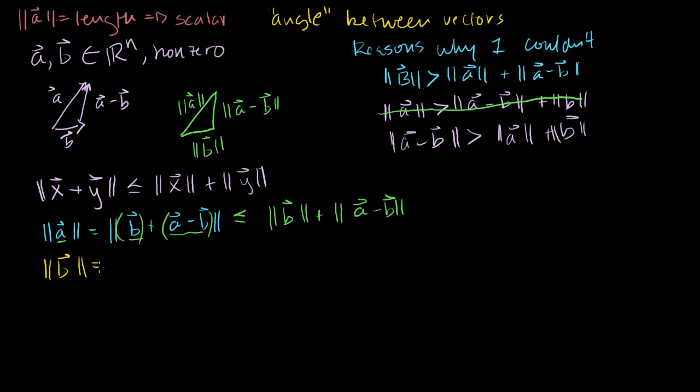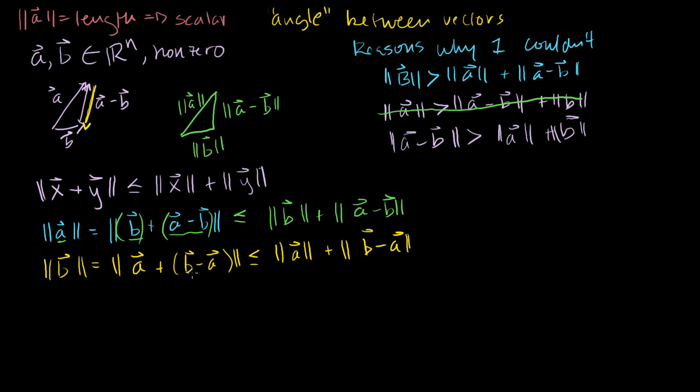Is there any way that I can rewrite B as the sum of two other vectors? Sure. If that vector right there is A minus B, the same vector in the reverse direction is going to be the vector B minus A. So A plus the vector B minus A is the same thing as B. The A's cancel out, and you're just left with B. Now, by the triangle inequality, this is less than or equal to the length of vector A plus the length of vector B minus A.